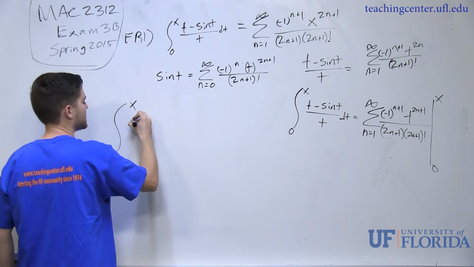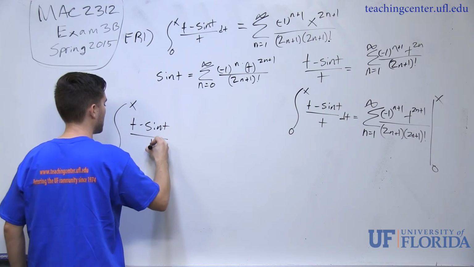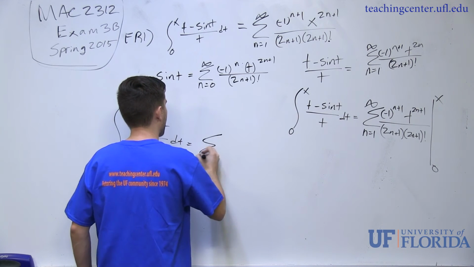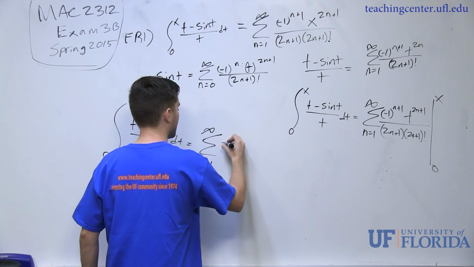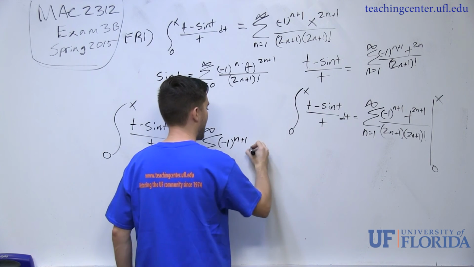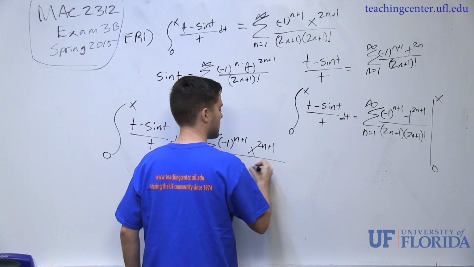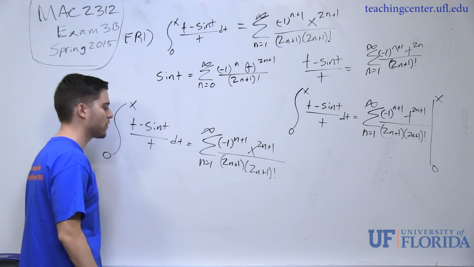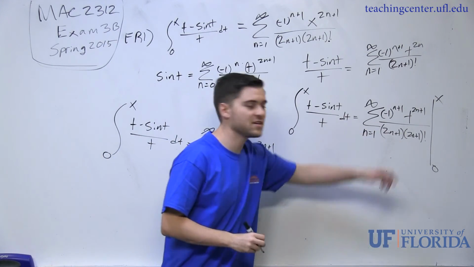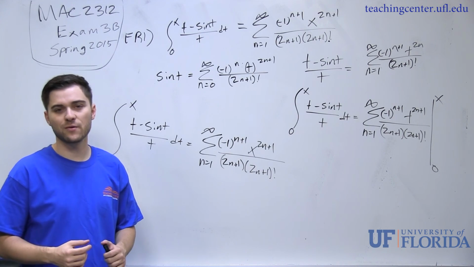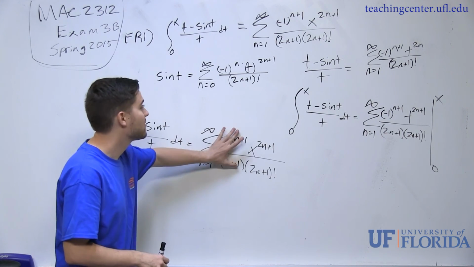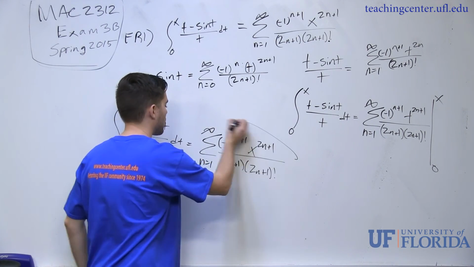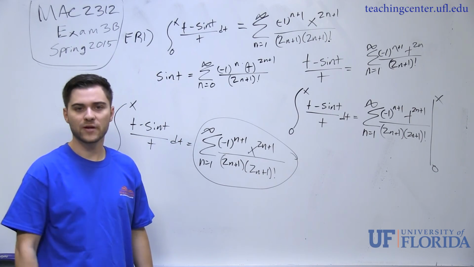So the integral from 0 to x of (t minus sine t) divided by t dt is equal to the sum from n equals 1 to infinity of negative 1 to the n plus 1, x to the 2n plus 1 divided by 2n plus 1 times 2n plus 1 factorial, minus the series evaluated at 0. But when I evaluate it at 0, the series is just 0 itself, so I'm not going to include that. This should be our final answer. It matches perfectly with what we have up there. So therefore, we have arrived at the correct free response.